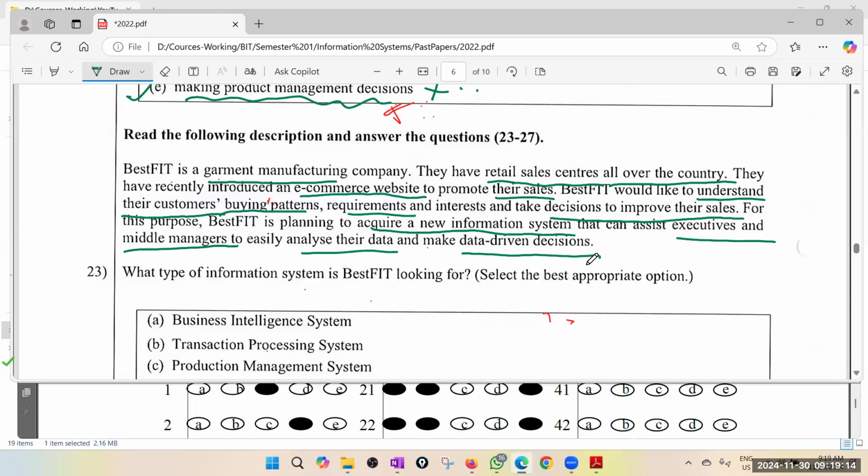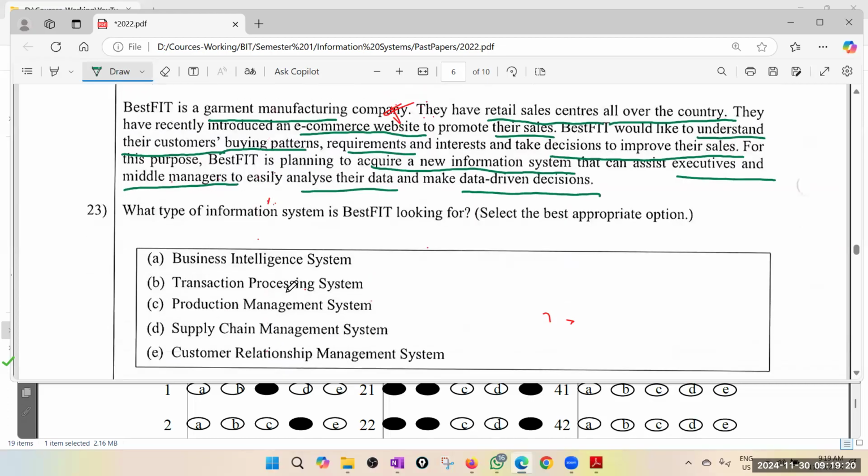Okay. What type of information systems is BestFit looking for? Right. Business intelligence systems, transaction processing, definitely no. Production management system, no. Supply chain management, probably no. Customer relationship management, okay.